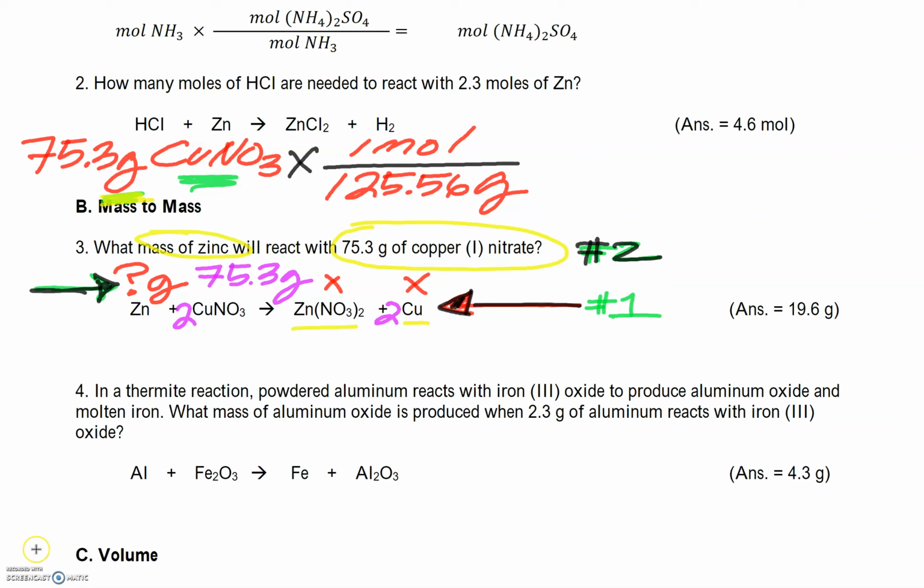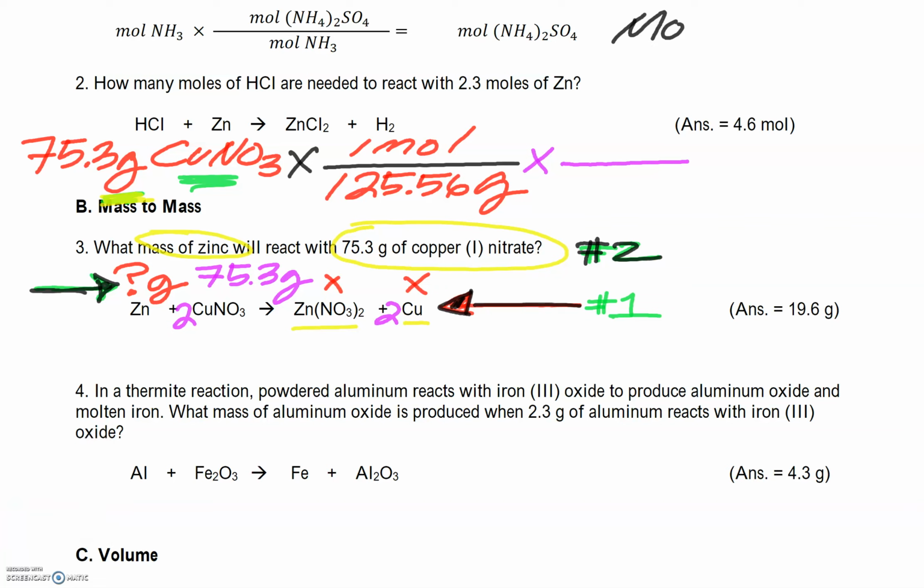125.56. Okay, so at this point, we have basically gotten rid of grams, but now this is going to be the new step. So this is brand new. We've never done this before, and this is called the mole ratio. You'll hear us talk about the mole ratio a lot, and it's the middle step. Okay, so this is called the mole ratio.